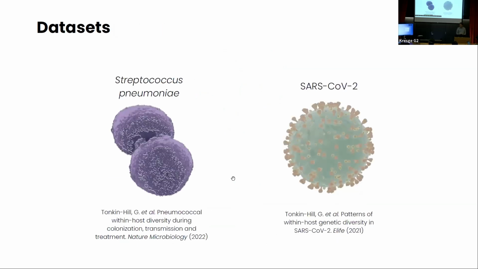The two data sets that I'll discuss today: the first one is the bacterium Streptococcus pneumoniae, and this was the focus of a lot of my PhD work. And then I'm sure we're all very familiar with the second one, SARS-CoV-2. We had some early data during the pandemic to look at within host diversity of the initial outbreaks of SARS-CoV-2.